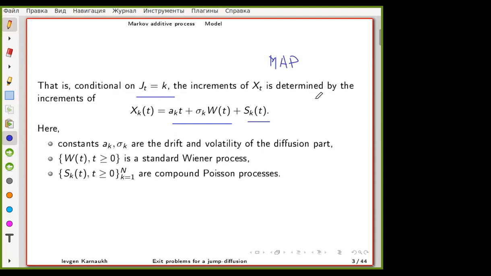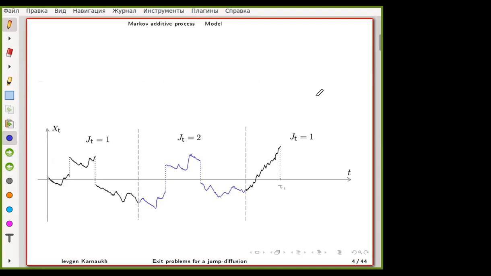The figure represents a path of X. In general, we can assume that it has a jump at the moment the state changes. For example, here we will have a jump and continue the trajectory here. But we don't consider this assumption precisely here, and I don't discuss this possibility. So this is a common trajectory of our process.